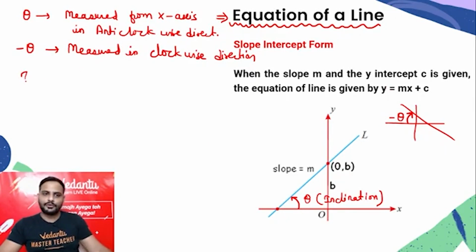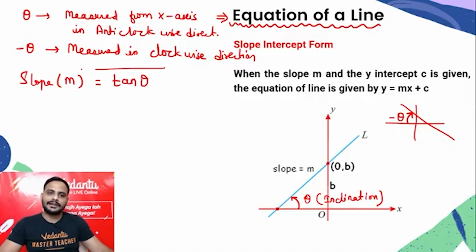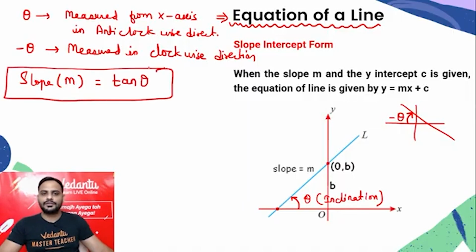Now beta, the slope, which we also denote with m, is nothing but tan of this theta. Slope is nothing but tan theta. So once we know the inclination, the slope will be tan theta of that.